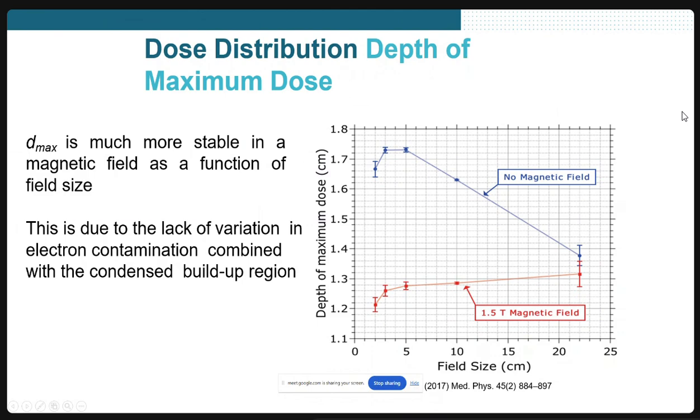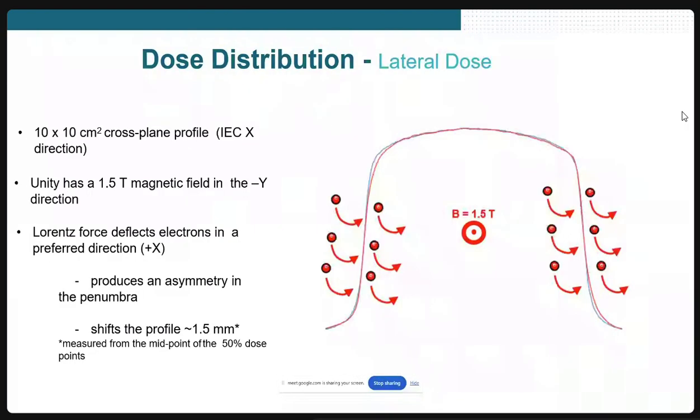MRI based treatment. Also, the Dmax is much more stable in the magnetic field as a function of field size. Due to the lack of variation of electron contamination between field sizes, it's going to be the same, so it does not change much among the field size values. But please remember that because of the Lorentz force, the field gets shifted towards one side. So we see a tilt in the field, and this predominantly makes the field very asymmetric.